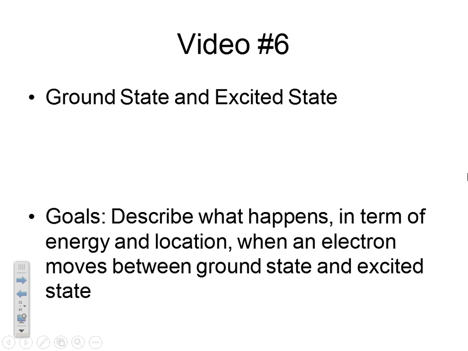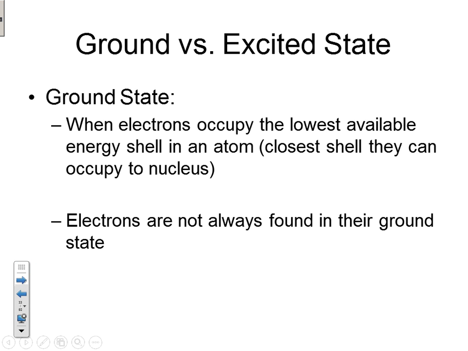So this video is about something called ground state versus something called excited state. Our goal is to understand the changes in energy and the changes in location that occur when an electron moves between these two states. So first of all, what is ground state? Ground state is not referring to ground beef or ground turkey. Instead, it is referring to when electrons occupy the lowest available energy shell that they can.